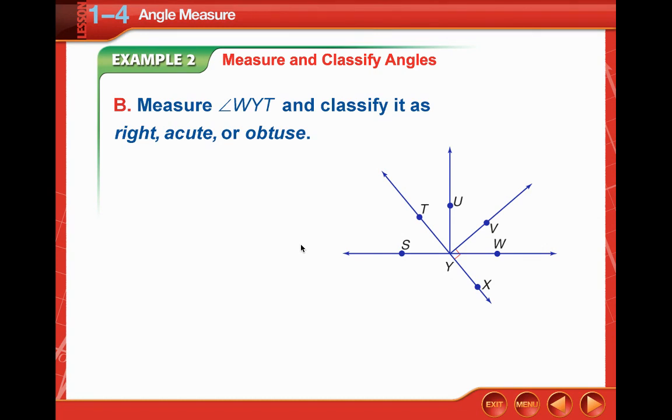All right, so measure WYT and classify it as right, acute, or obtuse. Why don't you guys take a quick second, see if you can figure it out.